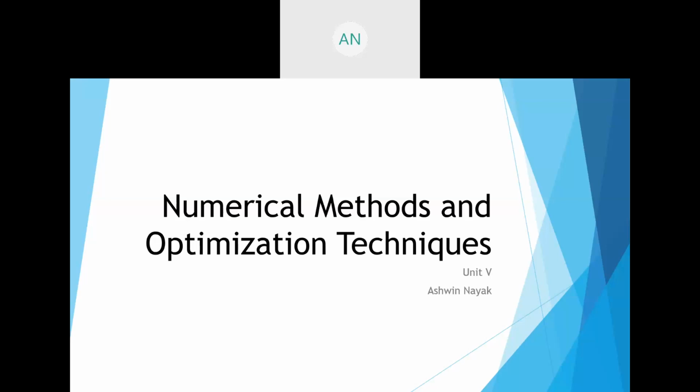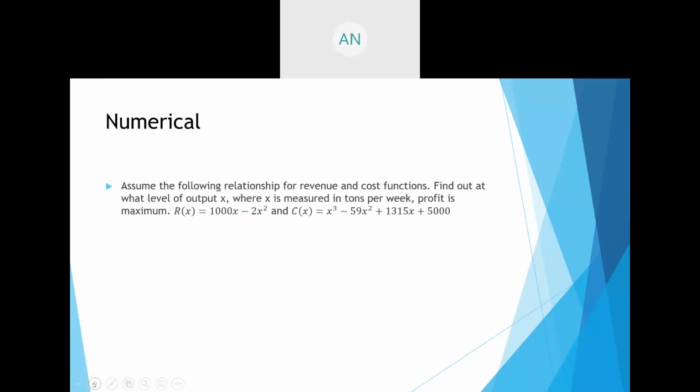Now we are going to use that and solve this problem. This is the first problem that we are going to solve. So write down this problem. I'll give you about a minute. Assume the following relationships for revenue and cost function. Find out at what level of output X, where X is measured in tons per week, profit is maximum. So this is the question.